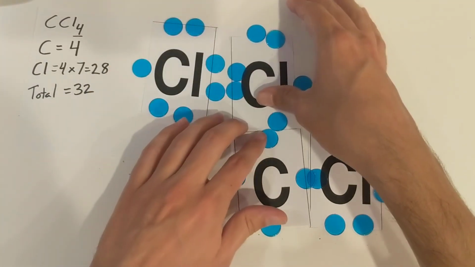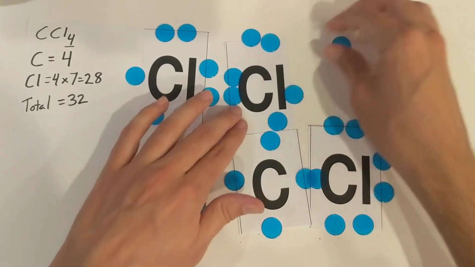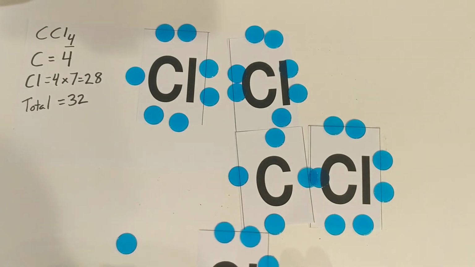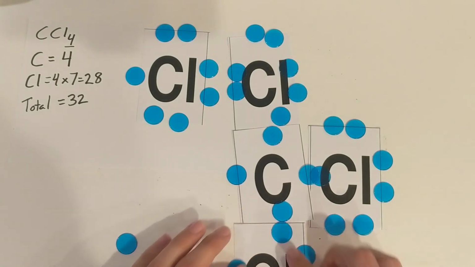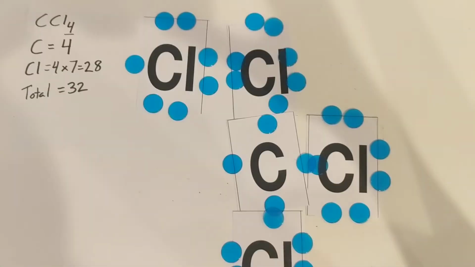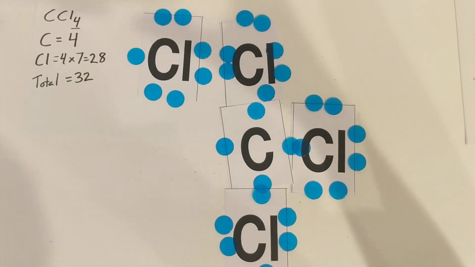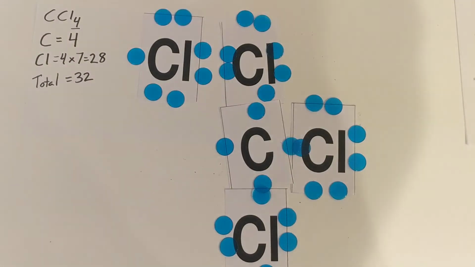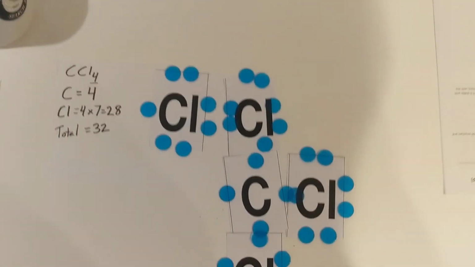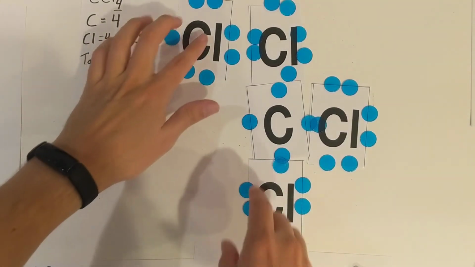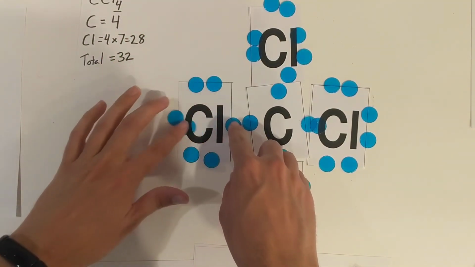So we'll put this one here. Move this one down to the bottom right here and bond that to the carbon. We have to zoom out quite a bit here. And then we'll bring this one down to bond over here.